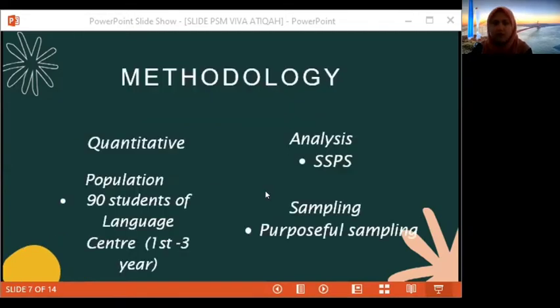Okay, for methodology, the researchers use the quantitative method, and the researchers choose to use purposeful sampling and questionnaire analysis by SPSS. The population of this research is students of the language center from first year until third year.